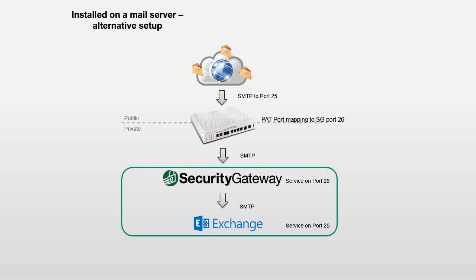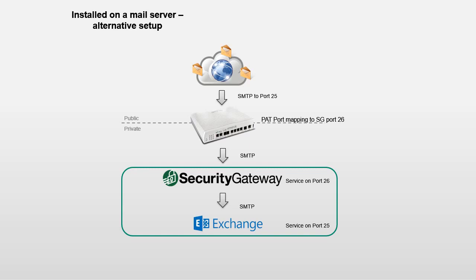Another way to configure it that is less common is if you configure the settings on your router to translate the port. So everything arrives on port 25 on your router, and instead of listening in on port 25, you have Security Gateway configured to listen in on port 26 for SMTP traffic. So the router is configured to take those connections that came in on port 25 and send them on to the Security Gateway server on port 26.